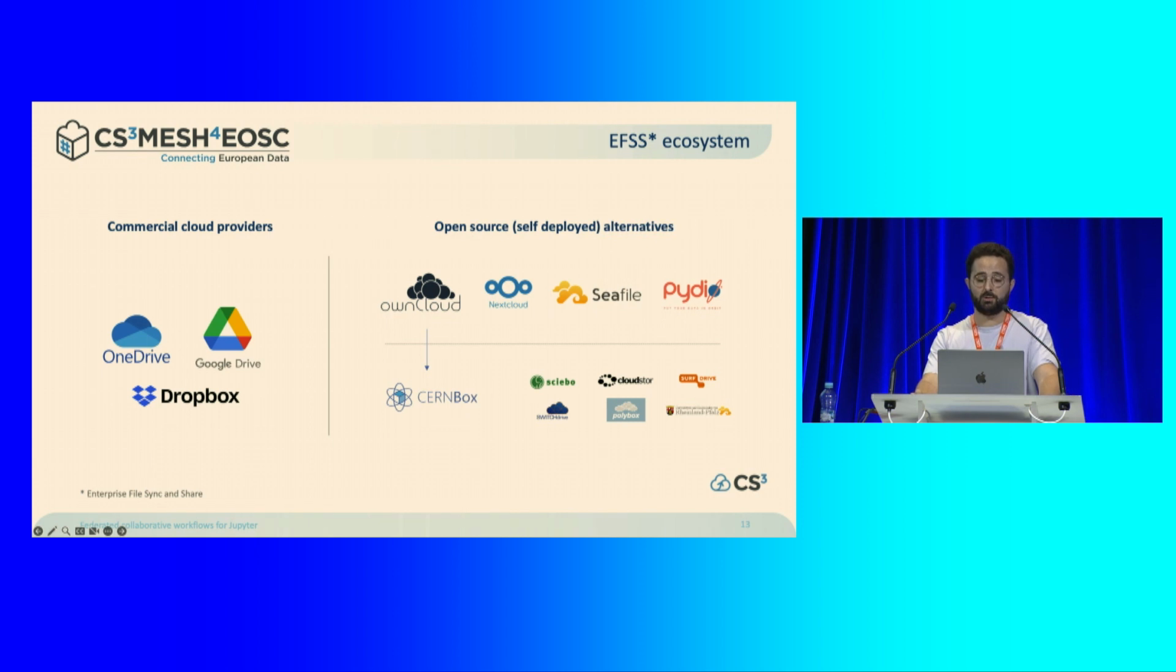You probably know the commercial cloud providers like OneDrive, Google Drive, and Dropbox. But at the same time, there is a vibrant community of open source and self-deployable alternatives, like, for example, ownCloud, Nextcloud, Seafile, and Pydio. And we, in Europe, tend to deploy a lot of these services. We brand them, and we expose them to our users, as you can see here in the lower part of the slide. For example, CERNBox is a very special deployment of ownCloud.